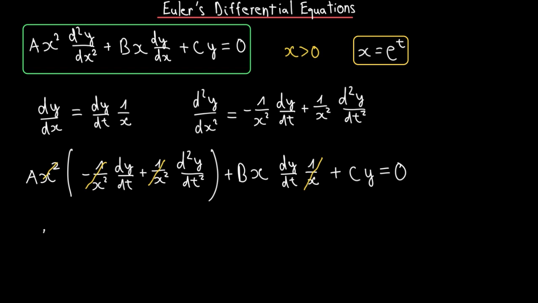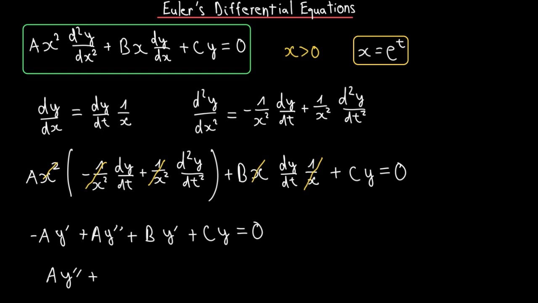And therefore we have minus a y prime, where y prime stands for dy by dt, plus a times y double prime, plus b y prime plus cy is equal to 0. And therefore this can be rewritten as a y double prime plus (b minus a) y prime plus cy is equal to 0.